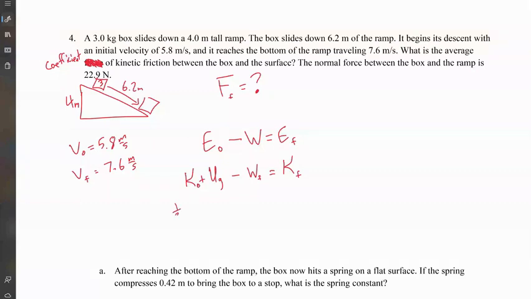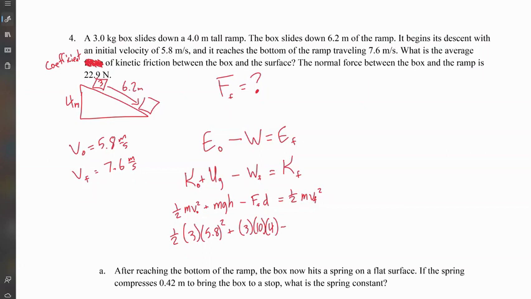Okay, 1/2 mv squared plus mgh minus force of friction displacement equal to kinetic 1/2 mv final squared. And this should be a v initial over there, sorry. Okay, let's plug in some numbers. 3, we start moving at 5.8. That gets squared plus m is 3, g is 10, h is 4 meters tall. Okay, minus force of friction.